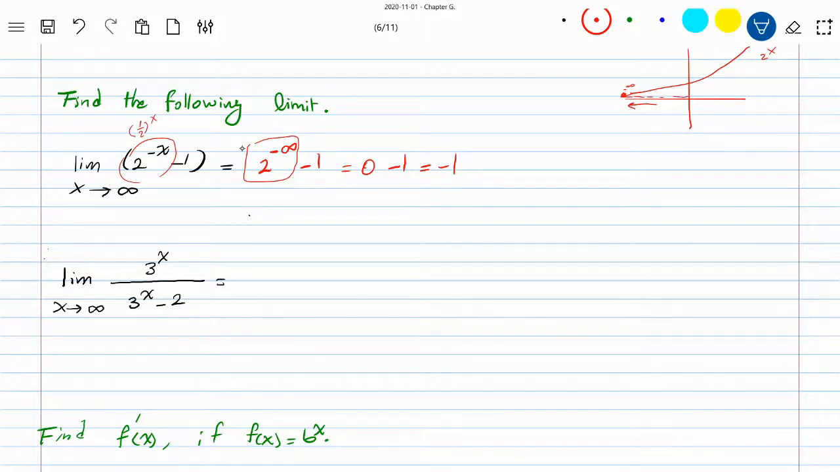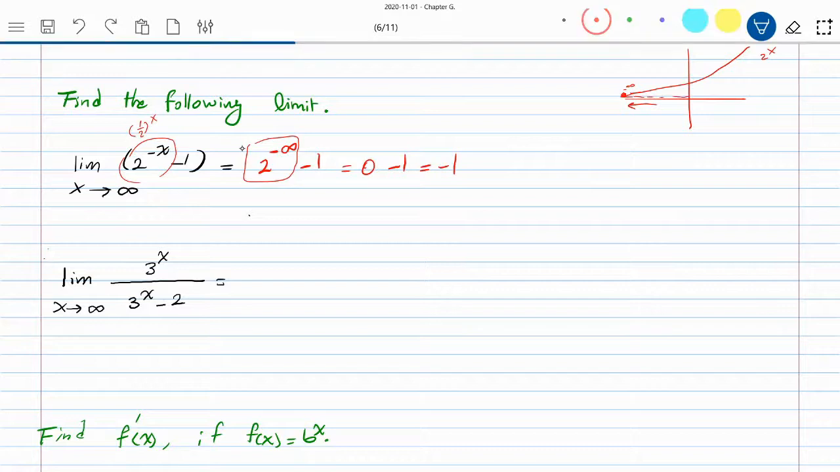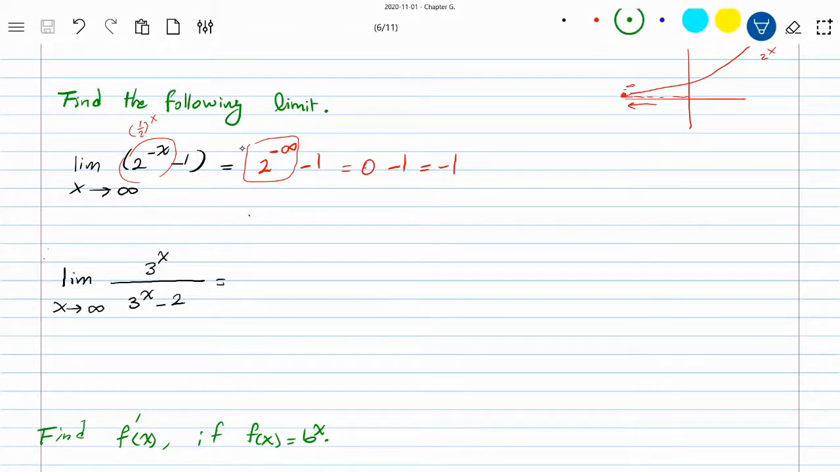And since, say, the base is between 1 and 0, then the limit of that would be 0 as x approaches infinity. The other type of question that I ask you sometimes is, what if the limit of 3 to the power x divided by 3 to the x minus 2?